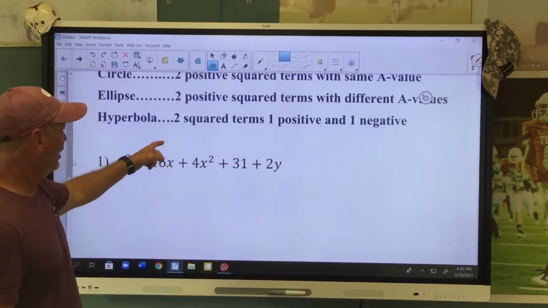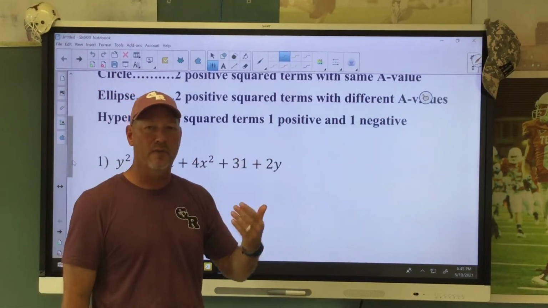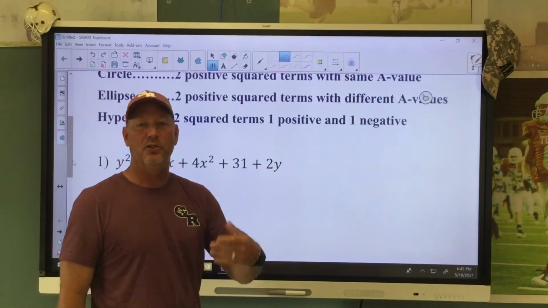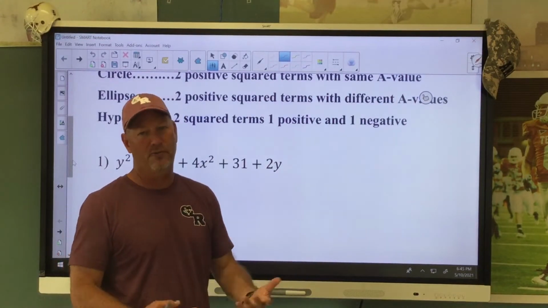You're going to have a hyperbola if you have two squared terms and one of them is positive and one of them is negative. Because you know this, on a hyperbola, you have a subtraction sign on your fractions.